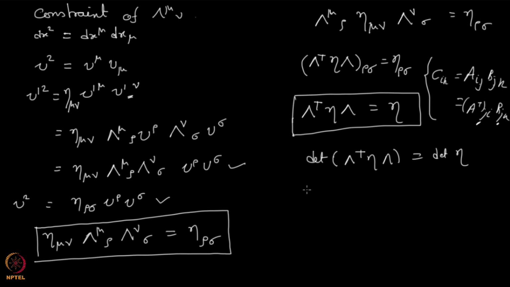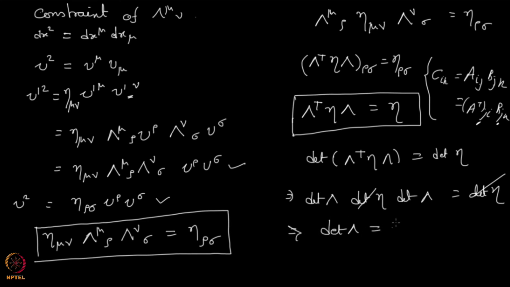I get that the determinant of lambda transpose is the same as the determinant of lambda. Okay, the determinant of a transposed matrix is the same as the determinant of the matrix, and I have the determinant of eta and then the determinant of lambda, and these two cancel, which implies the determinant of lambda squared is 1, which further implies that the determinant of lambda can be either plus 1 or minus 1. So, that is one interesting observation we have made.